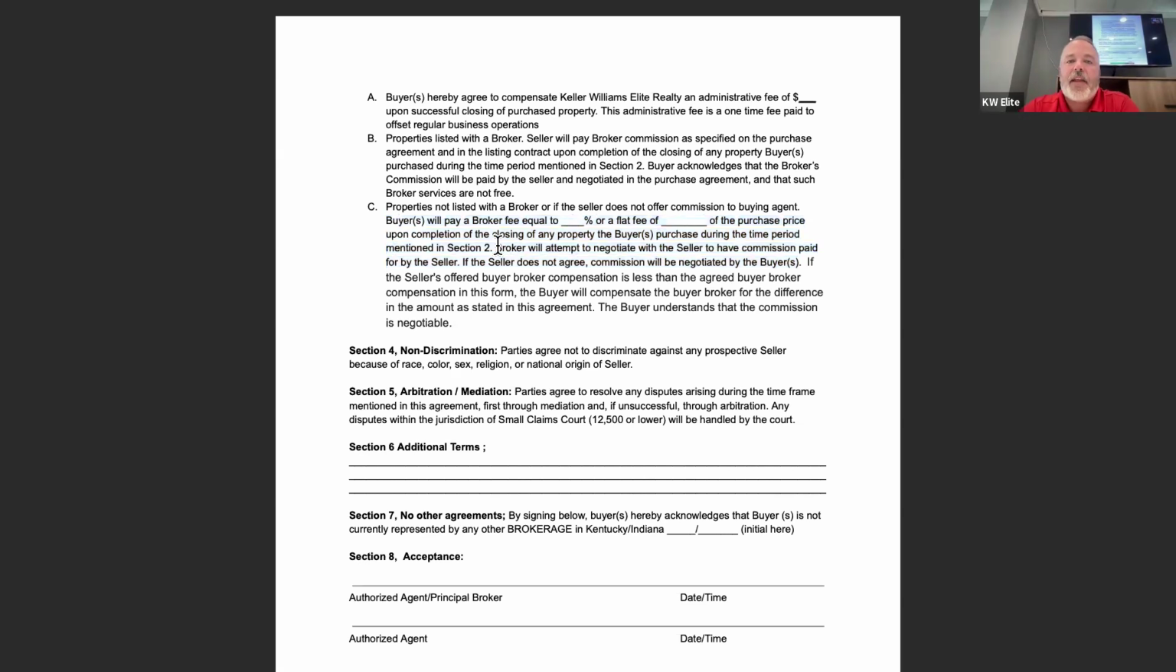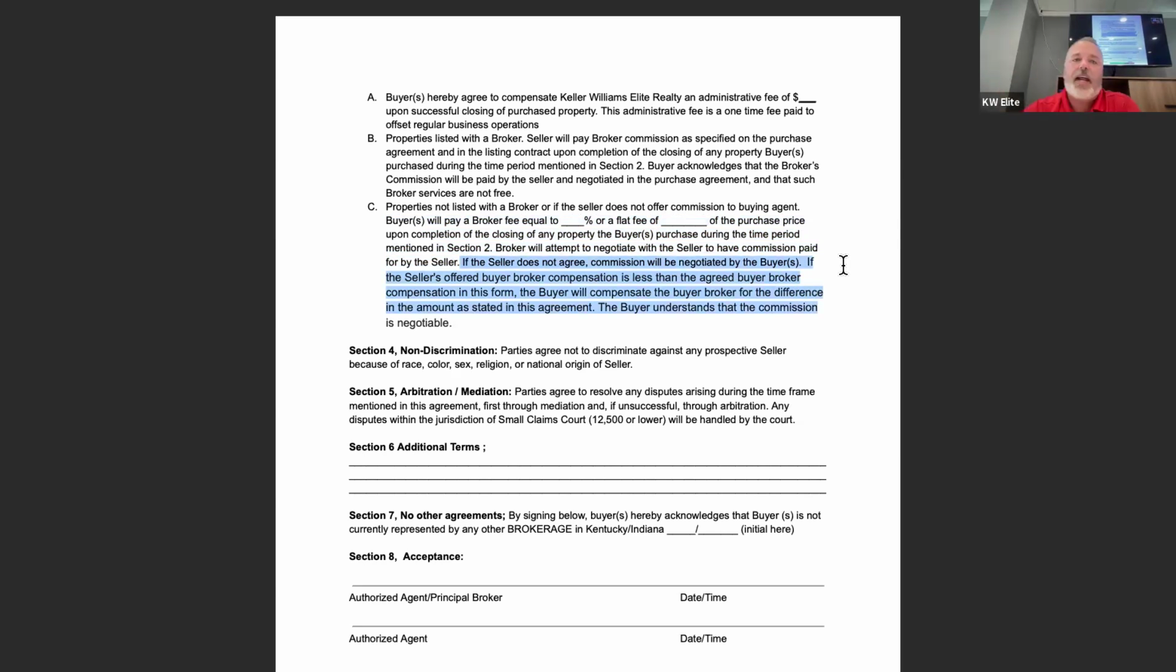We did add a couple things in. This has already been here, but I wanted to talk about this before I get to the first part we added in. Broker will attempt to negotiate with the seller to have commission paid for by the seller. Again, that's why we're putting it in the purchase agreement. Here's the new part. If sellers do not agree, commission will be negotiated by the buyers.